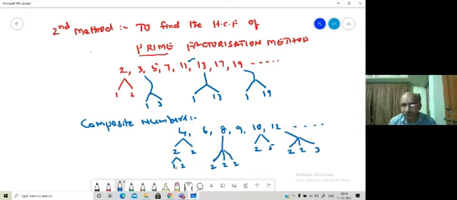When you take a composite number, the factors of a composite number are nothing but prime numbers only. Of course, 1 is neither prime nor composite. 2 is a prime number. Here 2 and 5 are prime numbers. Here 2 and 3 are prime numbers.